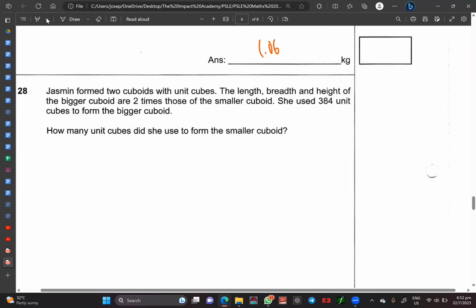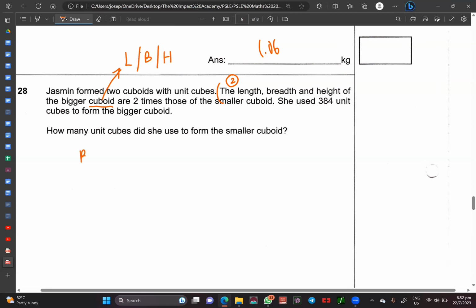Jasmine formed 2 cuboids with unit cubes. Okay, so nothing much to do. I can move on to sentence number 2. The length, the breadth, and the height of the bigger cuboid. One thing I wanted to point out to you is the word cuboid. When I see the word cuboid, I need to be very, very alert. Why? Because the word cuboid means L, B, and H. They are all the same.